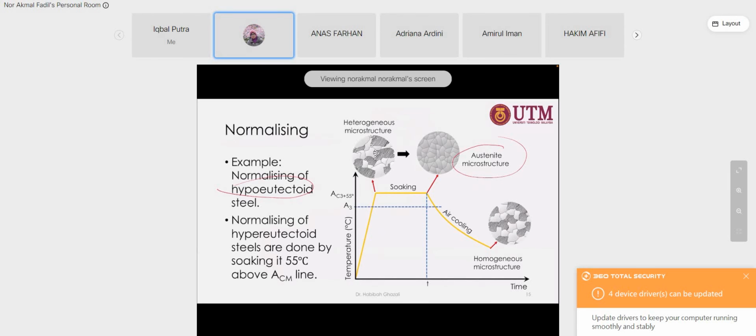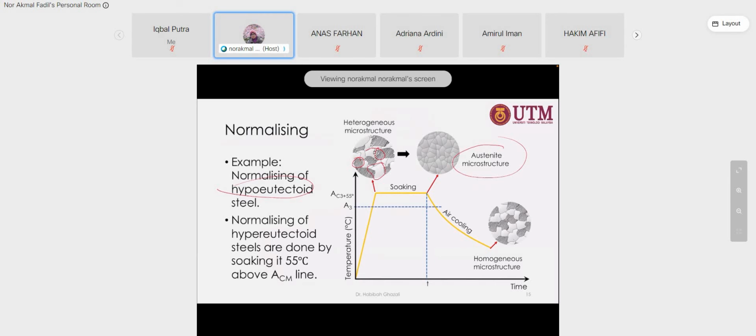With air cooling, we get slightly smaller and homogeneous grains. This one is not homogeneous. Some regions are small, some regions are large, but after the normalizing process, you can get equiaxed grains, either pearlite or ferrite. This is ferrite, and this is pearlite. So we make it homogeneous and the size slightly smaller.